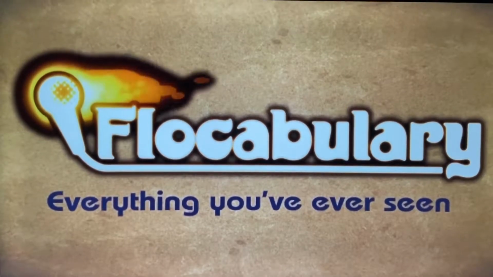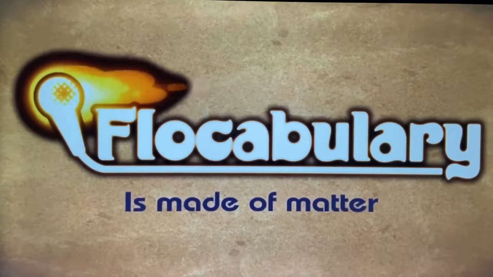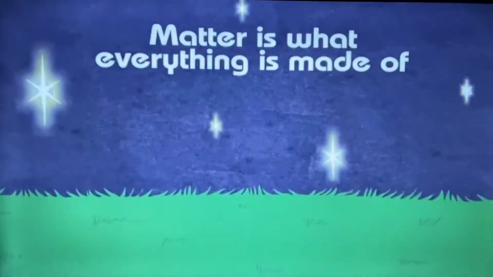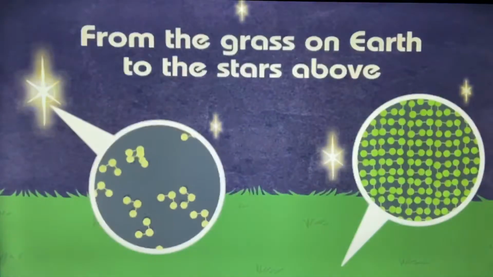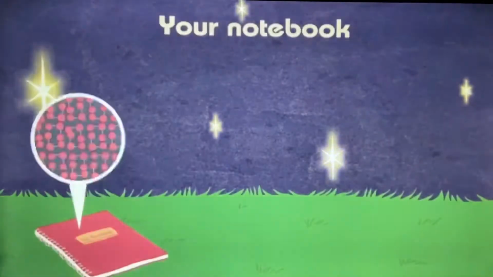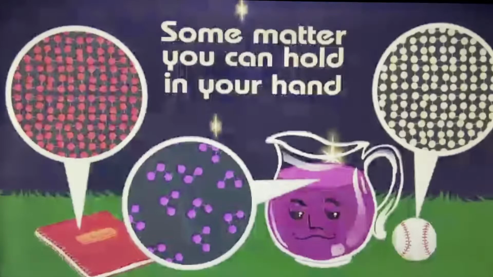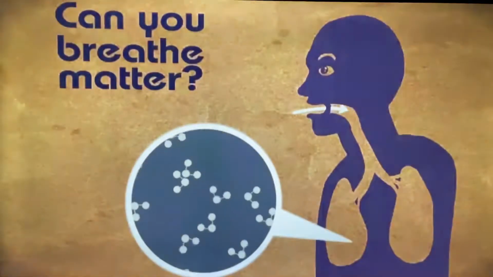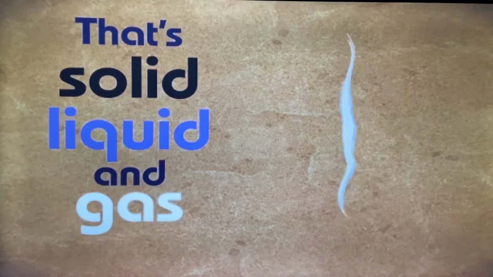Everything you've ever seen, everything you've ever touched is made of matter. Check it out. Matter is what everything is made of, from the grass on earth to the stars above. Matter is everything that you touch, your notebook, your baseball, even fruit punch. Some matter you can hold in your hand. Can you breathe matter? Yes, you can. Matter can exist in three different states. That's solid, liquid, and gas.